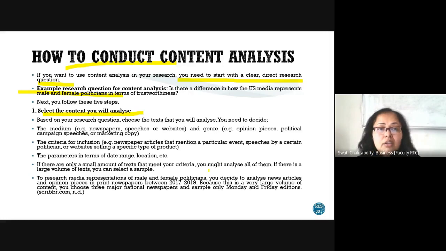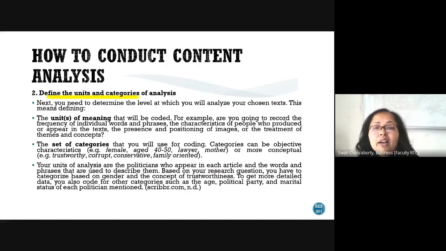Next, the second step is to define the units and categories of analysis, right? Which means the units of meaning that will be coded. For example, are you going to record the frequency of individual words or phrases, characteristics of people who produced or appear in the text, the presence and position of images, or the treatment of concepts or themes, right? So the set of categories that you will use for coding is also needed.